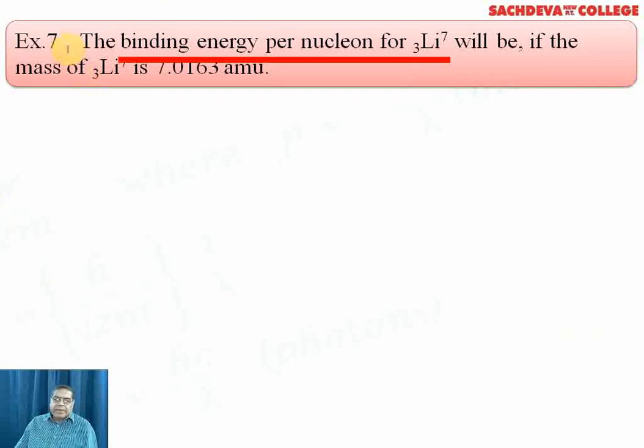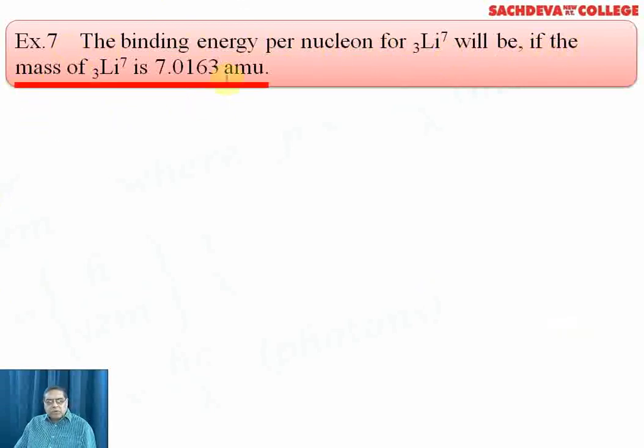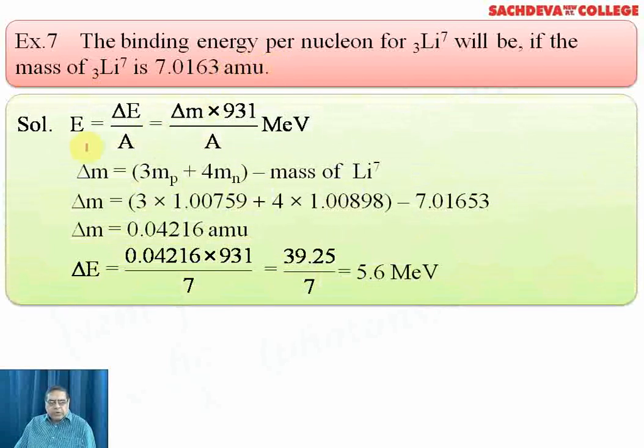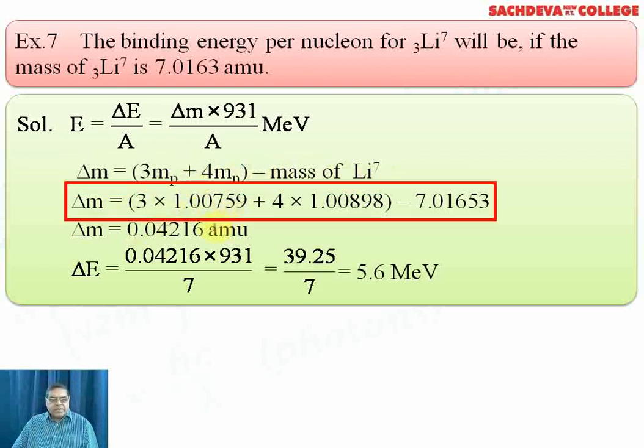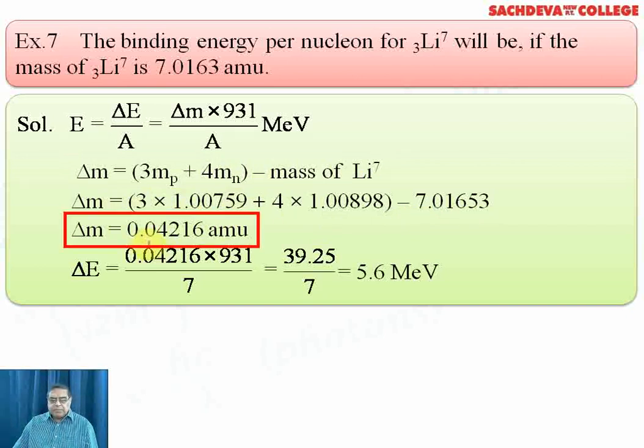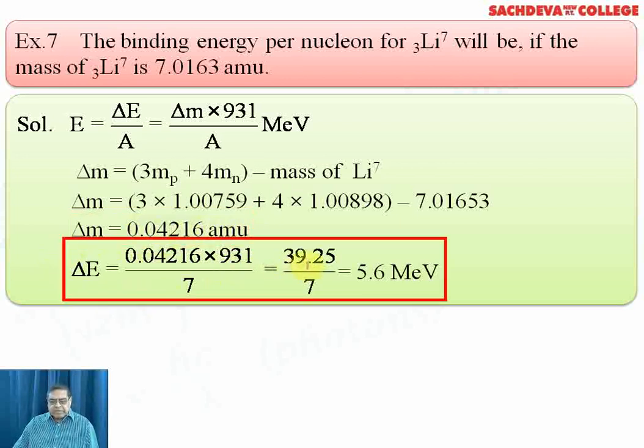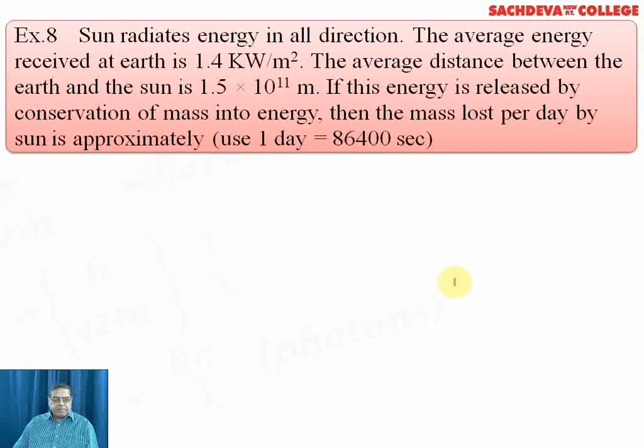Well, in our next question, the binding energy per nucleon for 3Li7 will be how much, if the mass of lithium-7 is 7.0163? So energy is delta E over A. This is the formula, that is delta M into 931 over A. Then we take 3 times the mass of proton plus 4 times the mass of neutron minus the mass of lithium nucleus, which is given as 7.0163, and we calculate delta M by subtracting the values. Mass defect is found to be 0.04216 AMU, and we find binding energy per nucleon by dividing by 7, and it comes to 5.6 MeV.